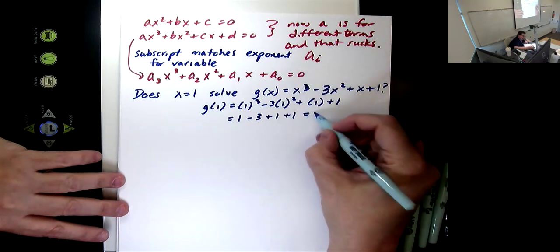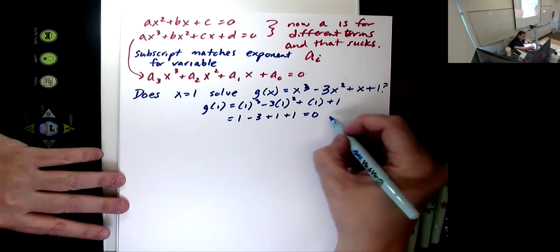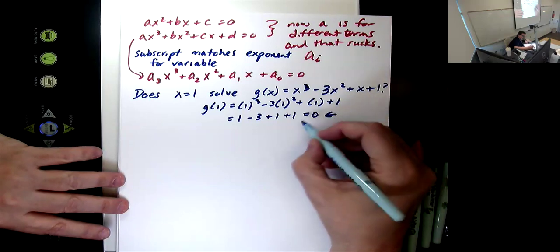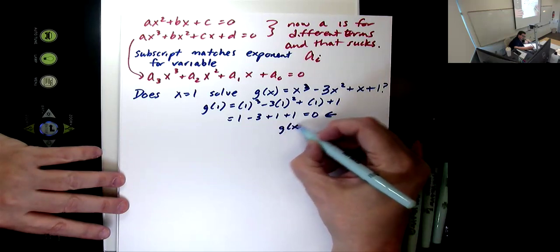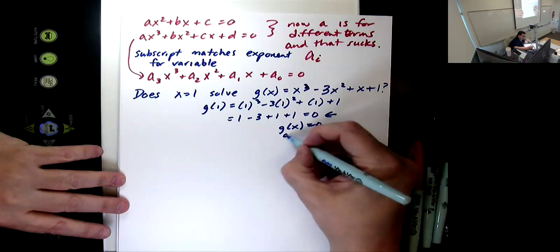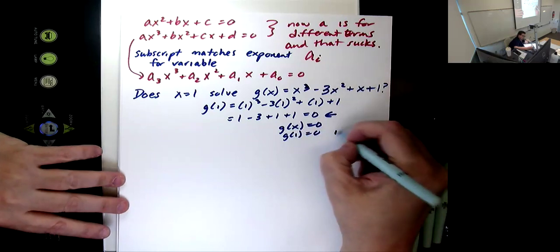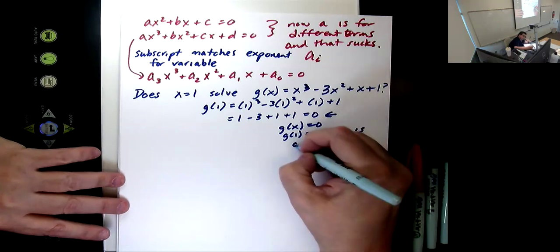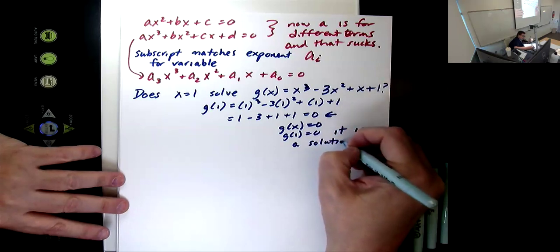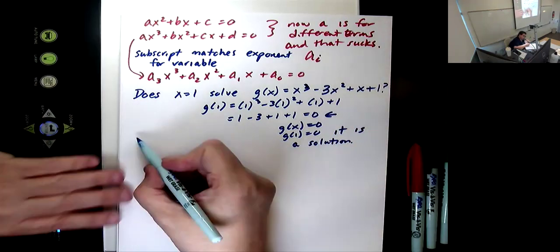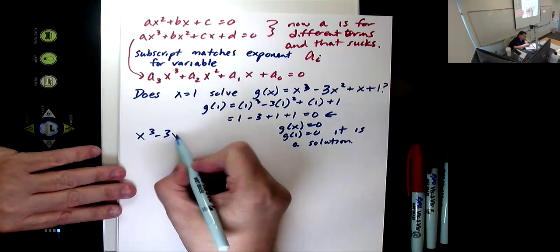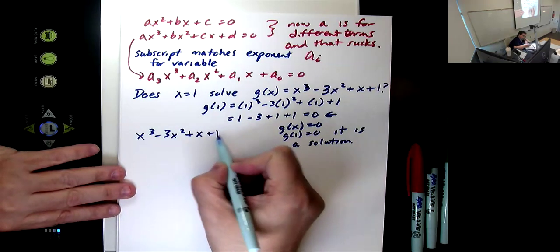It equals 0 and 0 means, this is g of x equals 0. G of 1 equals 0. It is a root. It is a solution. It solves x cubed minus 3x squared plus x plus 1 equals 0.